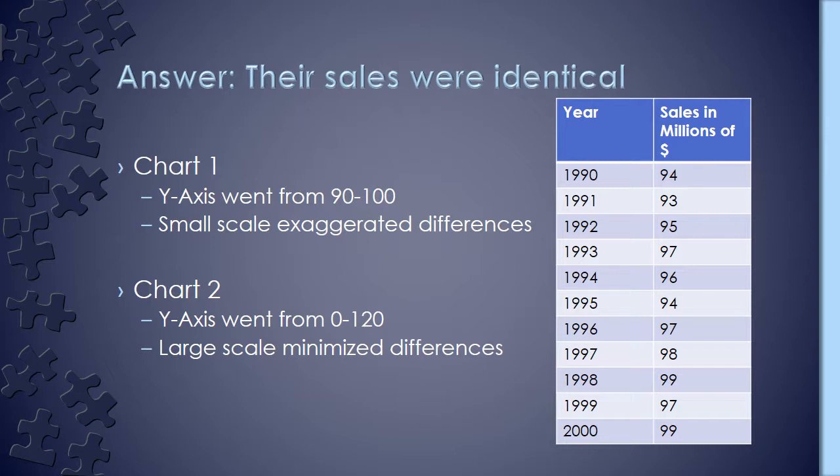The chart on the right, on the other hand, had a much larger range in the y-axis. It went from 0 all the way up to 120. So the differences between 93 and 99 appeared almost negligible because of the large scale.